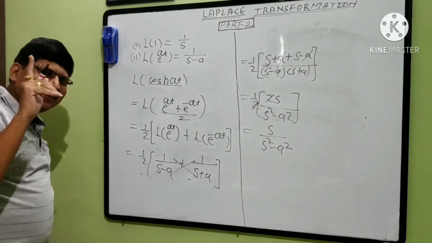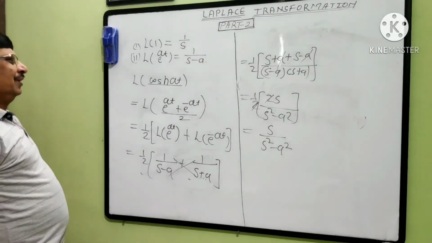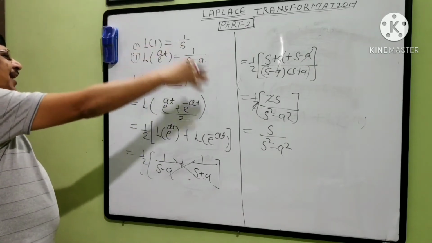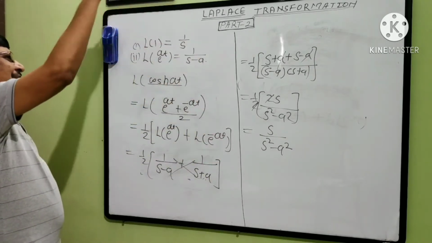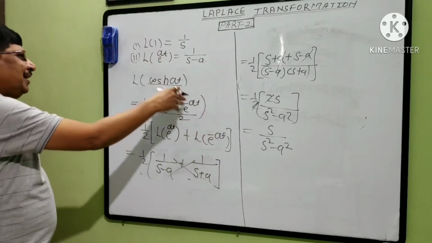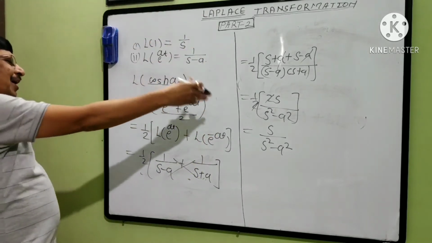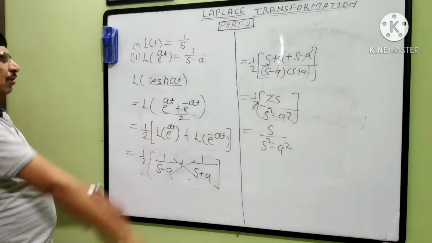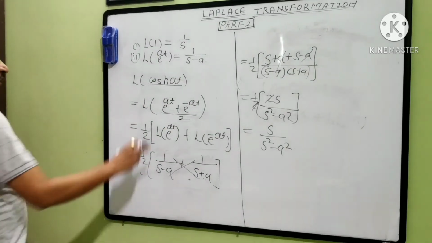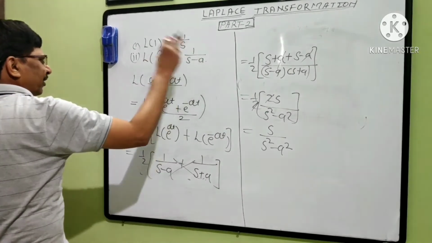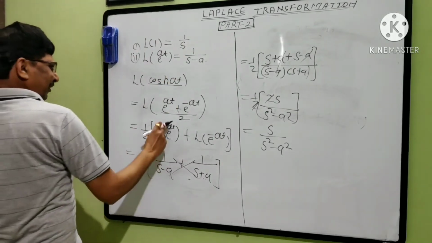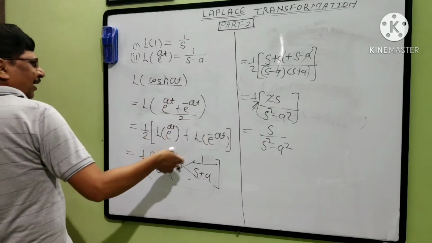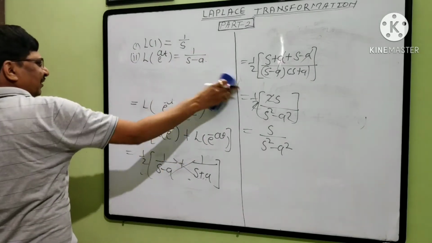We have derived one more formula. There are a few formulae: for 1, e raised to at, sinh, cosh, sin circular, cos circular, and t raised to n. By linear property you can solve many problems only on these formulae. Laplace transformation of e raised to at is 1 upon s minus a. I have written it here, and you will get the answer. Later I will summarize this.